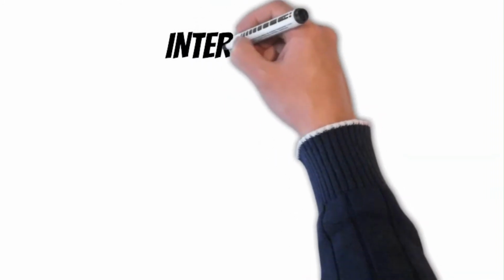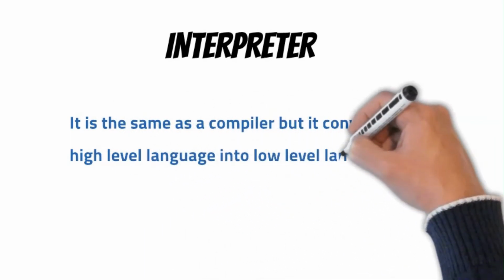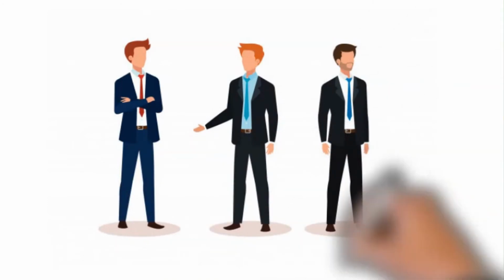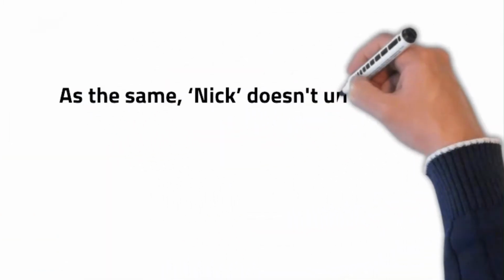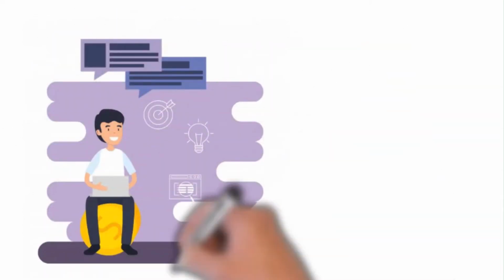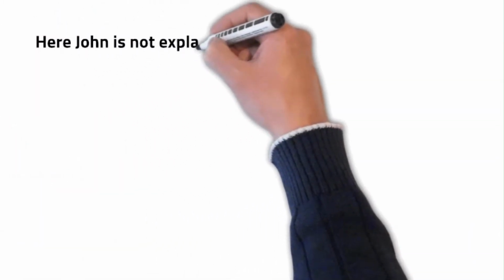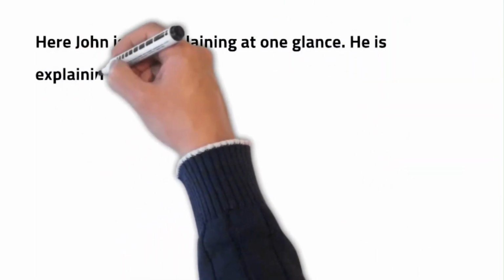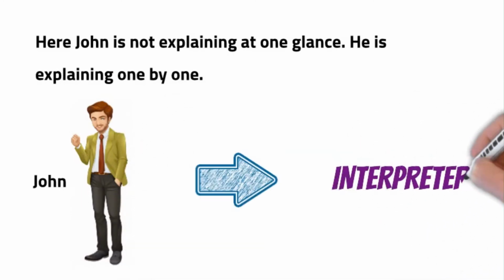Now coming to the interpreter. An interpreter is the same as a compiler, but it converts the high-level language into low-level language line by line. Now, again we will go with the same previous example of Nick and John. The German fellow messages Nick, saying hello guten Morgen. As before, Nick doesn't understand and approaches his friend John, who knows German as well. His friend helps out with the language translation and says that the message is about hello, then good morning. Here John is not explaining at one glance. He is explaining one by one. So here, John is an interpreter, which converts the high-level language into low-level language line by line.